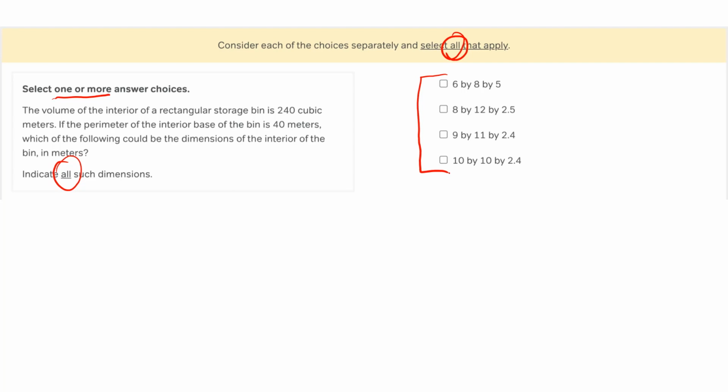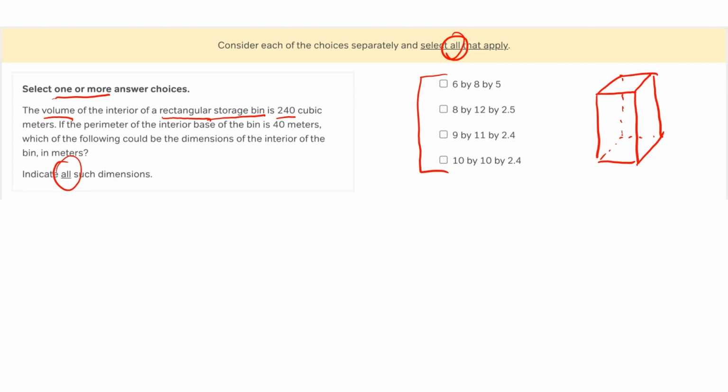So, starting with the first sentence, the volume of the interior of a rectangular storage bin is 240 cubic meters. Okay, so we are dealing with a rectangular prism here. Now, I'm gonna draw one just so I remember what I'm working with. Does not need to be pretty. Mine certainly isn't. And that's just gonna help me visualize this problem.